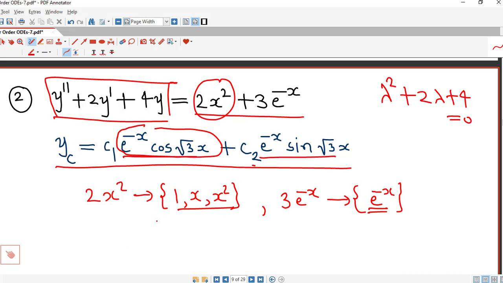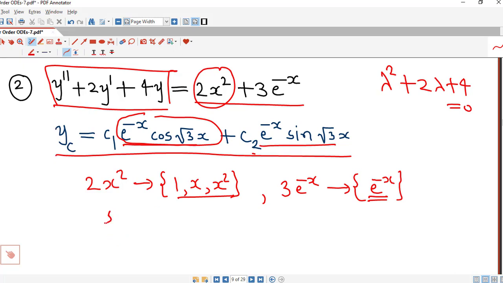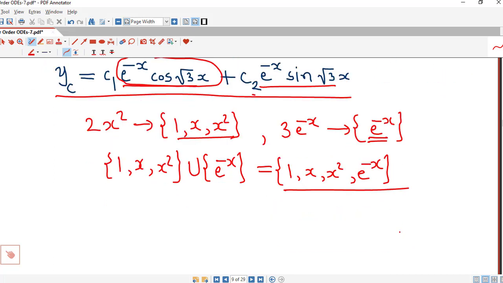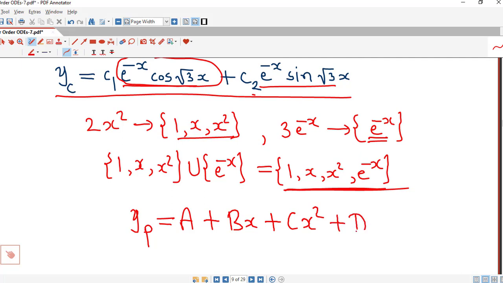So we can consider the union of these two families, 1, x, x square union e raised to minus x. So we have 1, x, x square, e raised to minus x, and a linear combination of members of this family will be our choice for particular integral. So a into 1 plus b into x, c into x square plus d into e raised to minus x.